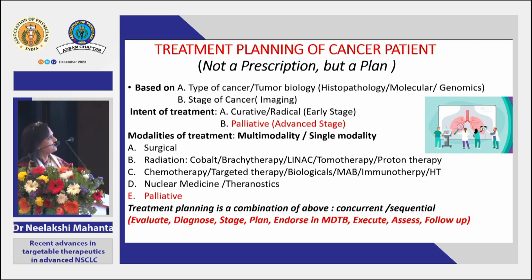Based on that, we have two intentions of treatment. Are we going to cure this cancer? Is it an early stage? Is there a scope of radical treatment? Or is this a palliative or an advanced stage cancer? And these are the 5 broad modalities of treatment.